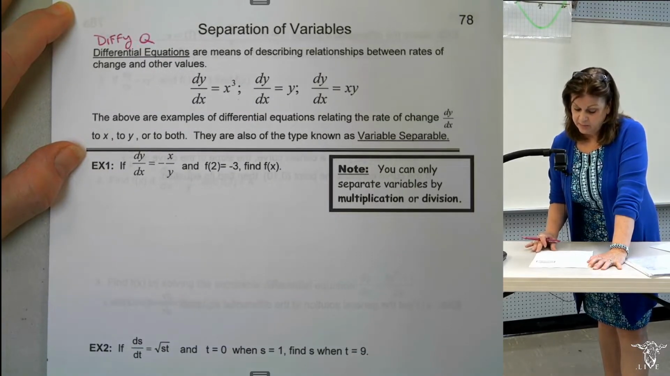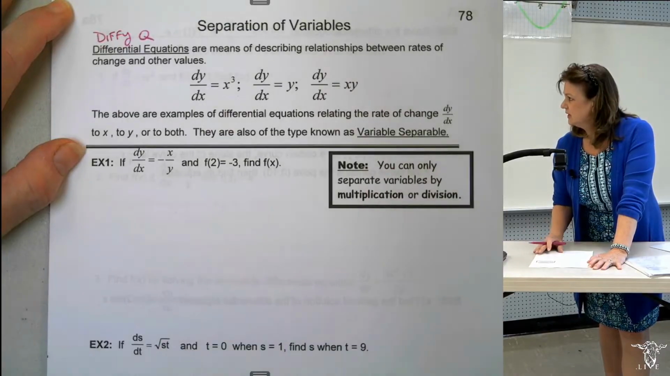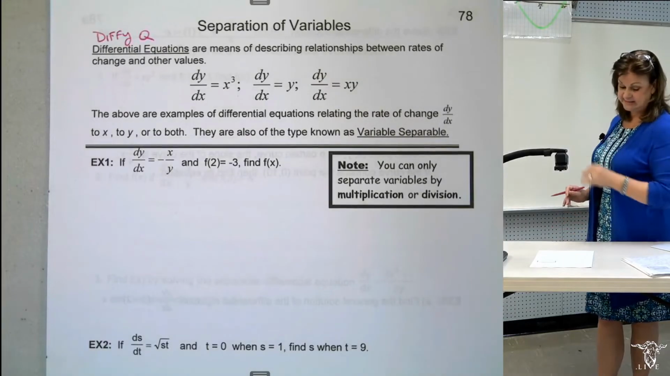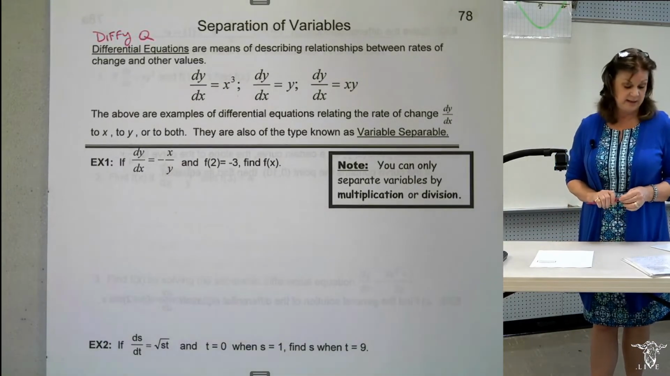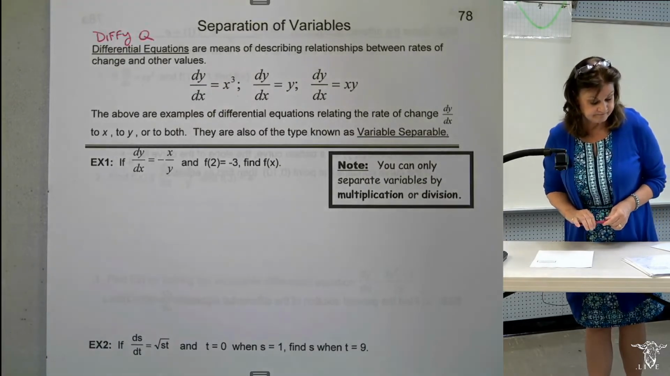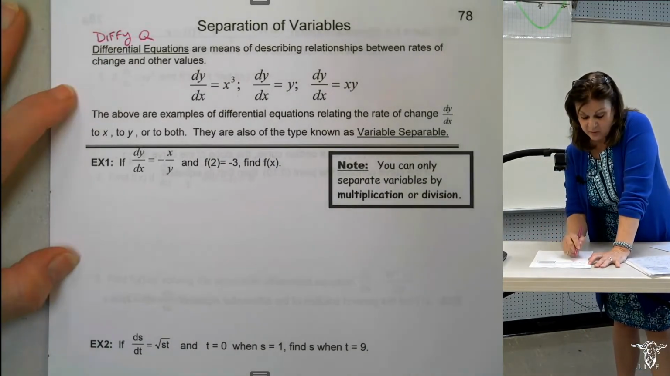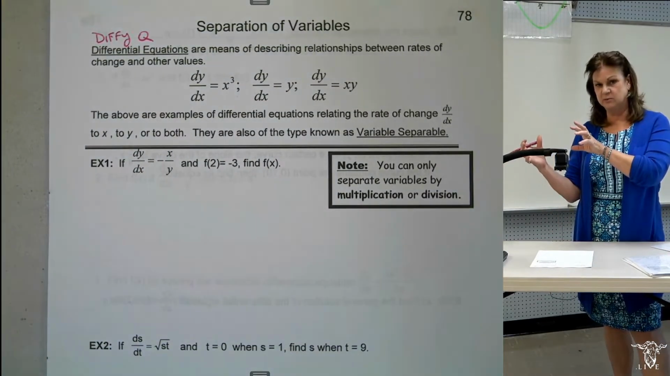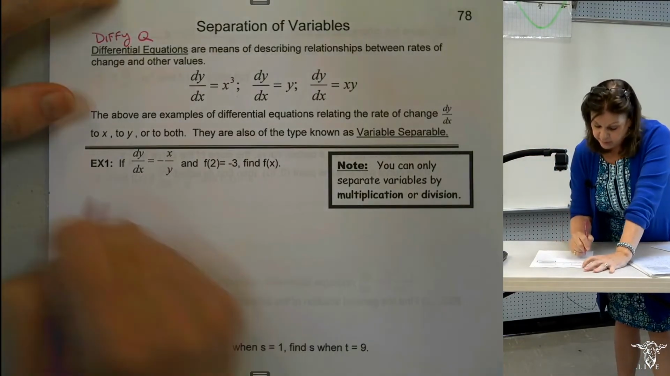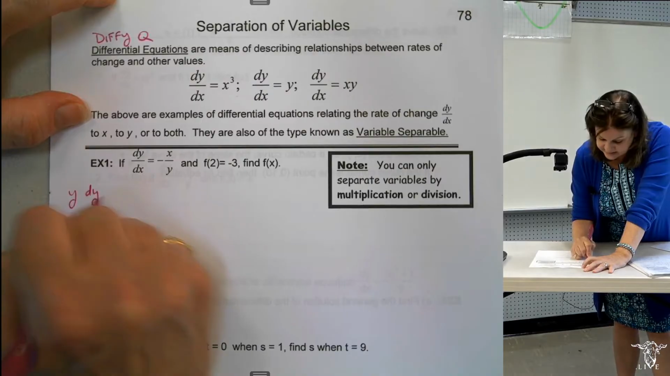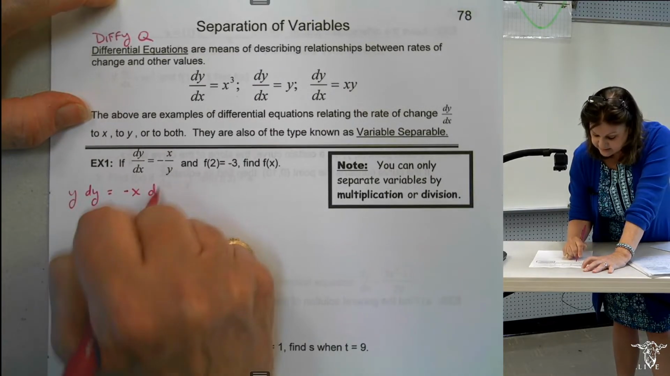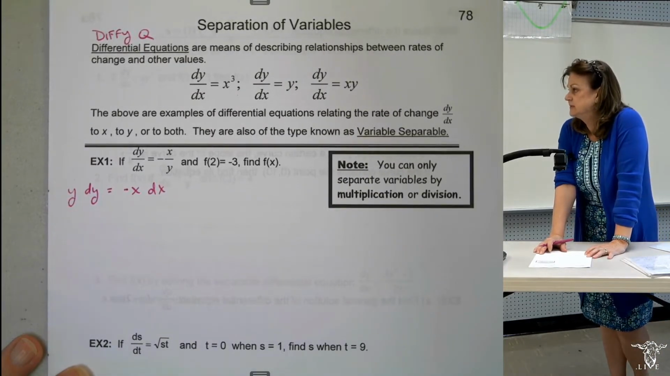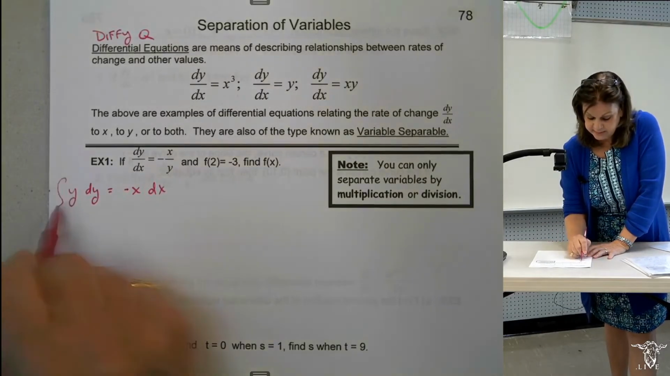All right. Variable separable, well, we're not going to be doing anything that's not at this level. All right, so here we go. Dy dx is negative x over y. You ready? We're going to separate. Now I've got to move the y to one side and the dx to the other. I'm going to get all my y's on one side and all my x's on the other. So now I've got y dy is negative x dx. All my like terms are together. Easy. All right, we're going to integrate.